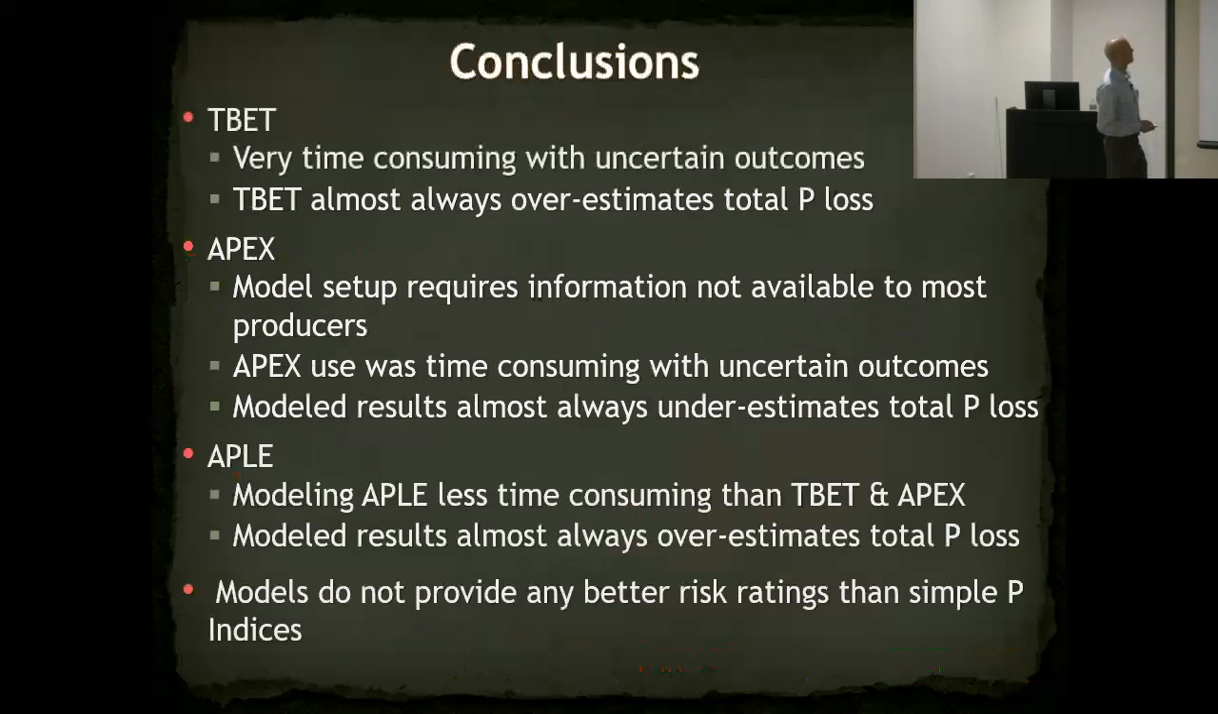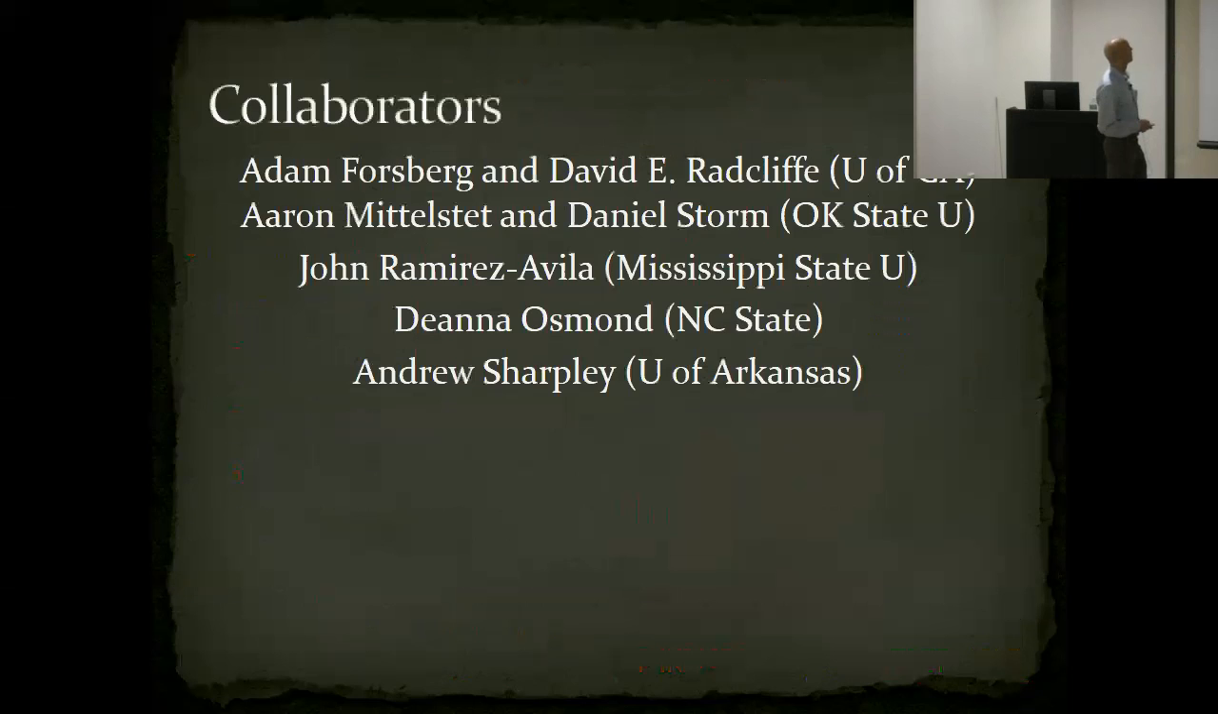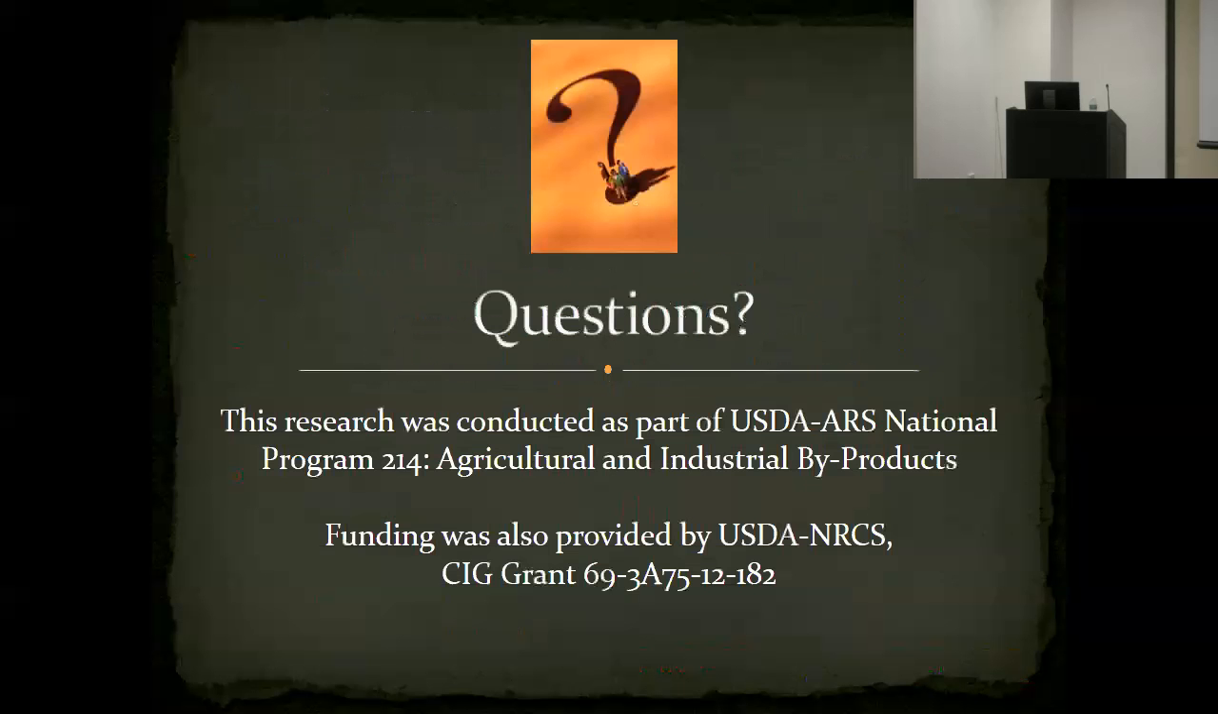I don't think there's anything there that I haven't already covered. I want to leave some time. So I just want to recognize my collaborators. Adam Forsberg was a student under Dave Radcliffe at University of Georgia. He did most of the TBET modeling. Aaron Middlestedt, under the guidance of his advisor, Daniel Storm, did the TBET modeling too. Adam did it in 3 or 4 of the states, and Aaron in the others. And Dan Osmond and Andrew Sharpley were kind of the leaders in this effort over the last few years. So with that, I will take any questions.